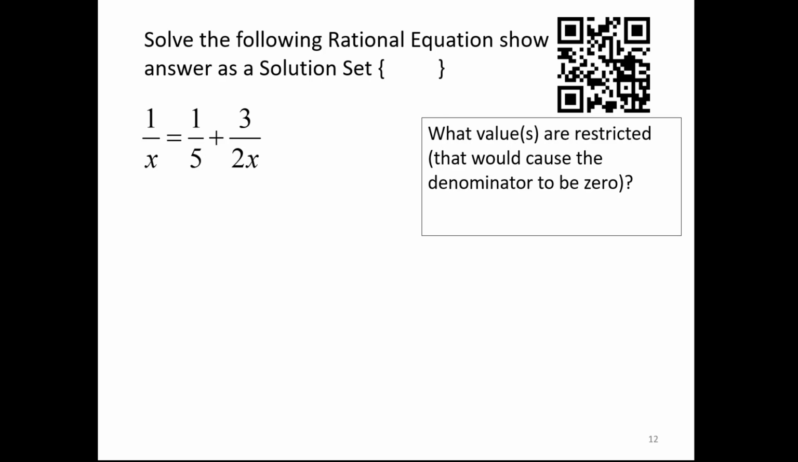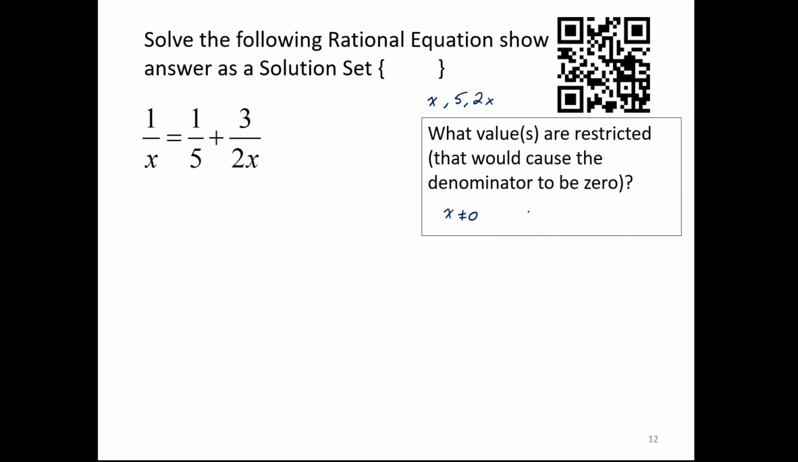Because our denominators are x, 5, and 2x, the value that makes any of those 0 is x equals 0. So I'm going to include here x is not equal to 0, and that is because x, 5, and 2x, any of those would be 0 when x is equal to 0.